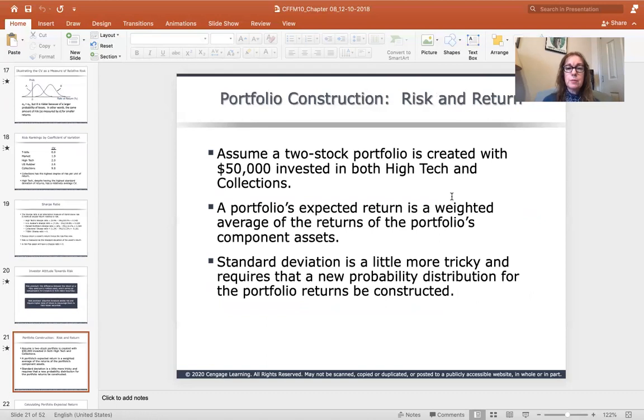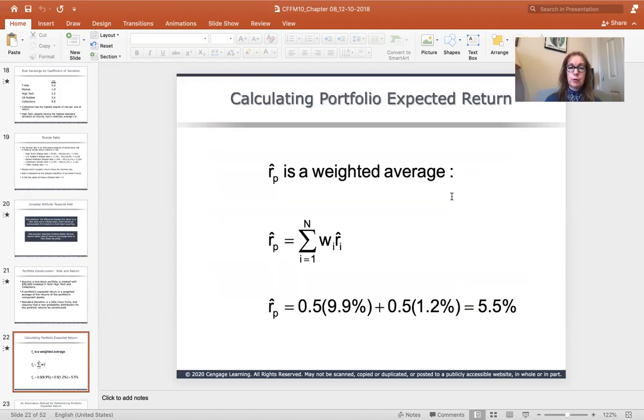Okay, so let's look at a portfolio now. We're going to assume that we have $50,000 in both high tech and collections. We're going to construct a two-stock portfolio, adding high tech and collections. If you go back and look at their risk and return, the returns are very negatively correlated. When one's up, the other's down. So let's see what happens when we have this 50-50 portfolio.